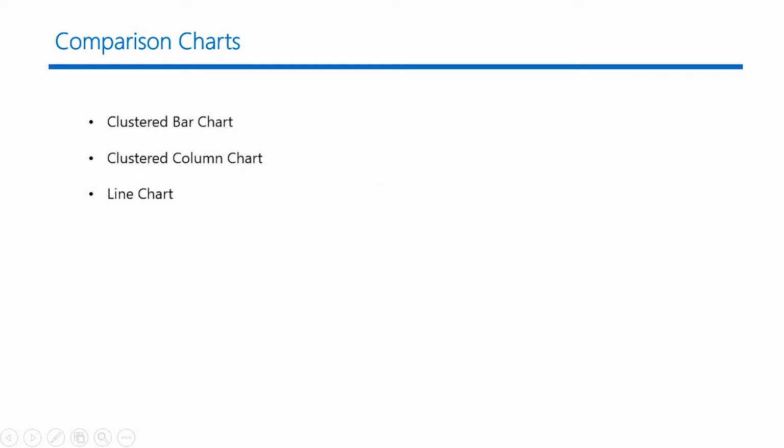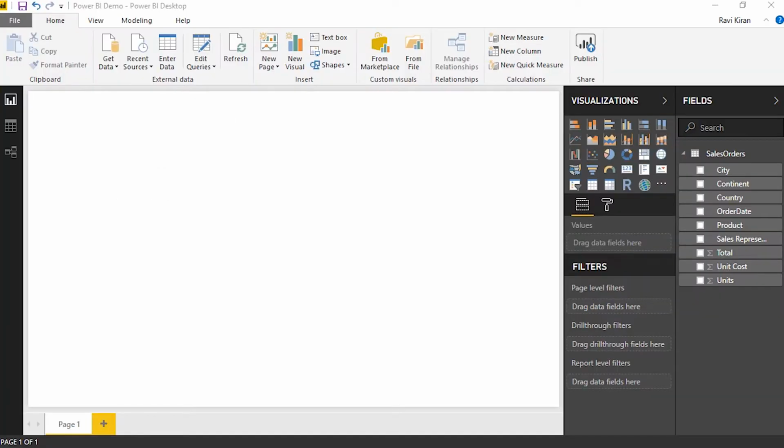Hi, in this video, we will cover the remaining comparison charts. So, we will look at the clustered bar chart, clustered column chart, and the line chart. If you need to compare more than one category of data, you can use a clustered chart. So first let me demonstrate the clustered column chart.